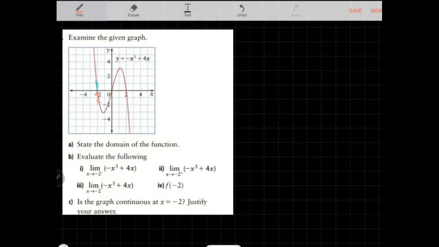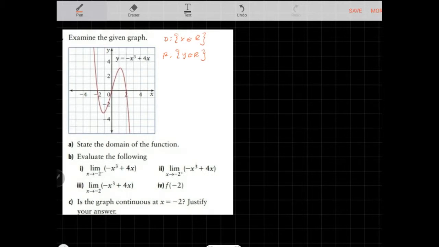Okay, let's examine the given graph, and we're going to use limits to show that this point actually exists. I'm just going to erase this. So first, let's state the domain of this function. Well, this is a polynomial function. It's an odd degree polynomial. You can see that the degree here is 3. So the domain here is x belongs to the set of all real numbers. There is no restriction on x, and the range here, y belongs to the set of all real numbers.